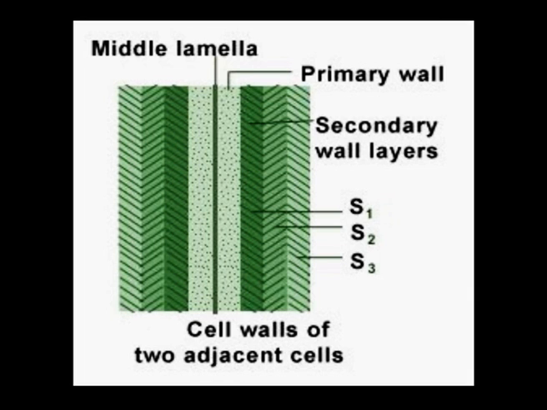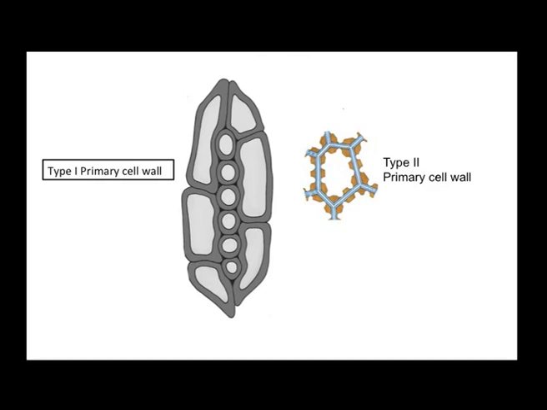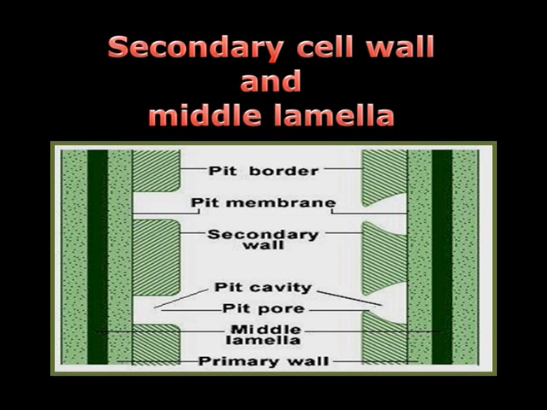There are two types of primary cell wall. In a general flowering plant, we can find primary cell wall type 1, which is made by pectin, cellulose and hemicellulose, but primary cell wall type 2, which is found in the grass family, Poaceae, again has pectin, hemicellulose as well as cellulose, but their components, their concentration, their percentage varies.